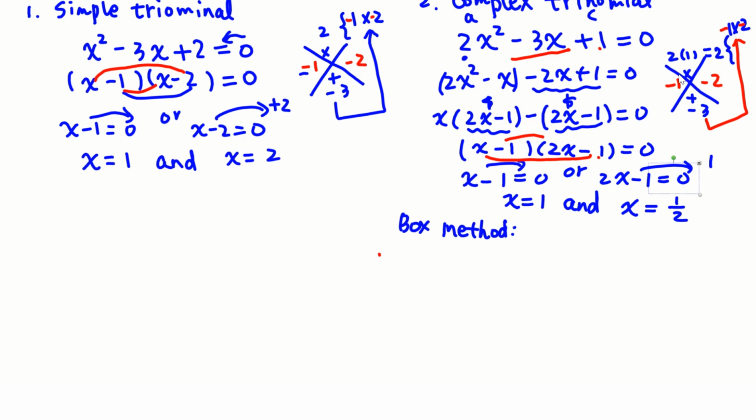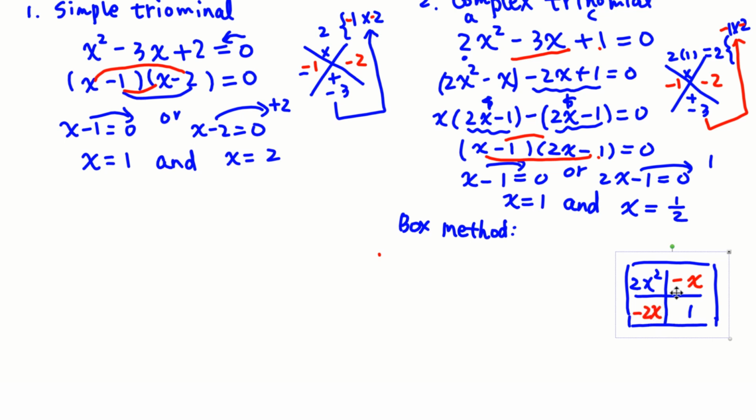So for the box method, we still need to find the two numbers that multiply to AC, which equals 2, and add together to -3. So we still have -1 and -2. And we are going to draw a box. The first term from the standard form, 2x squared, we put in the first box. The last term, we put in the last box. And the two numbers we found, we put them diagonally in these two cells. So it will be -1x and -2x.